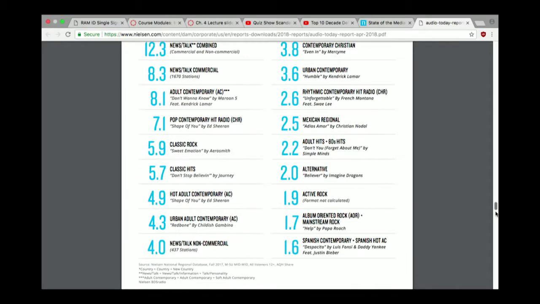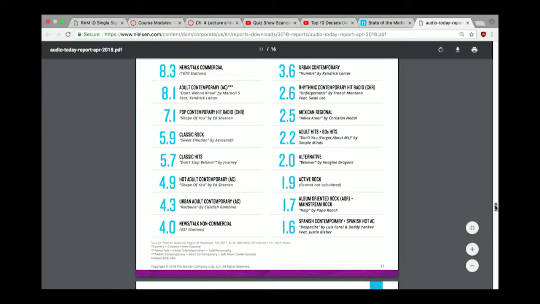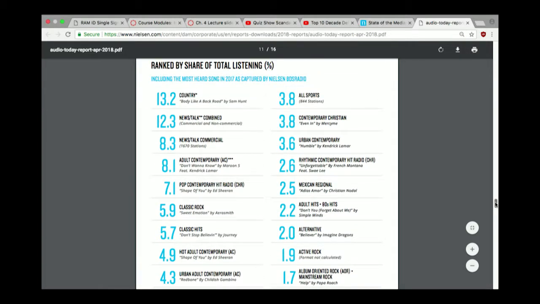But if you're in the business, you have to subscribe to get rated. And we'll talk more about that. We have a week about ratings as well. But if we look at this, ranked by share of total listening percentage, this would be across America. Of the radio audience that still exists, the people who tune in, what are they listening to?